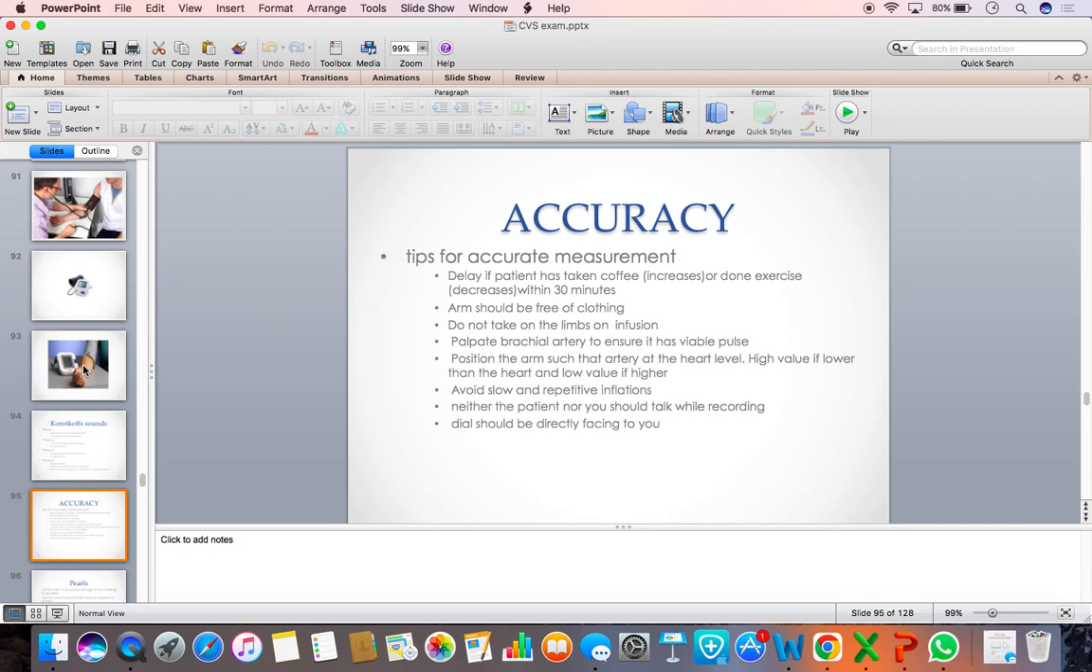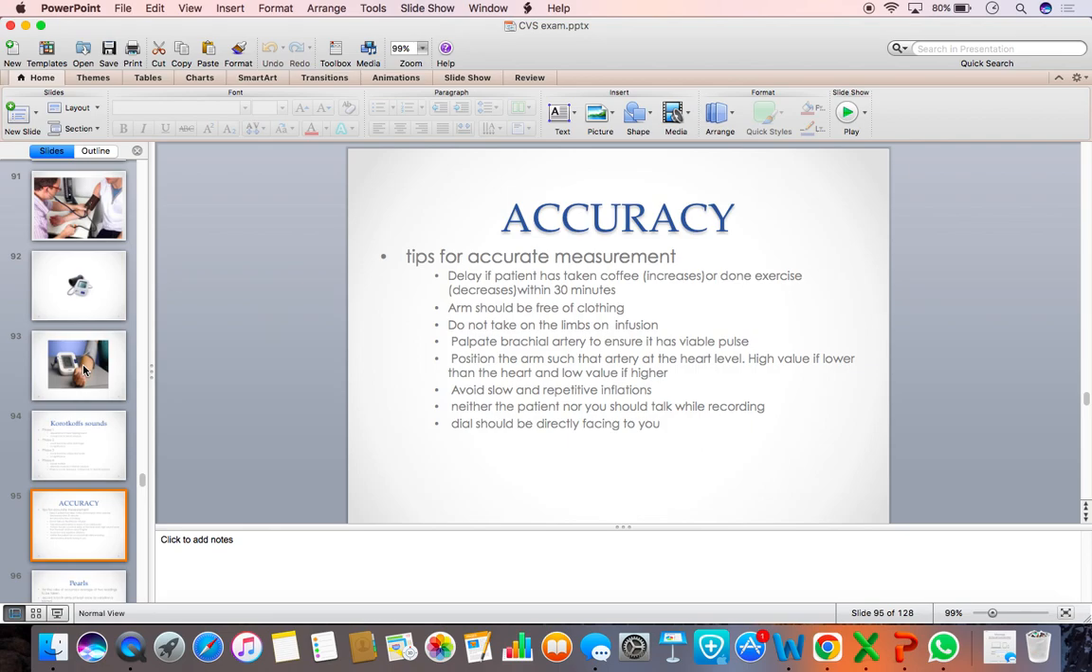Neither the patient nor you should talk while recording. This interferes with the accuracy of hearing the sounds. The dial should be directly facing you so that there is no parallax error. So these are the points that you have got to observe to have accuracy in the measurement of blood pressure.